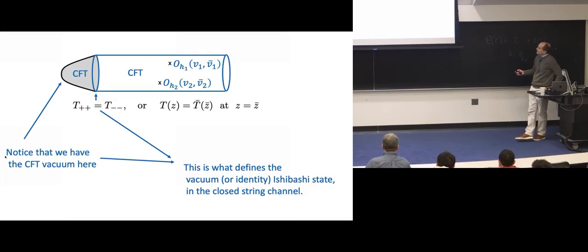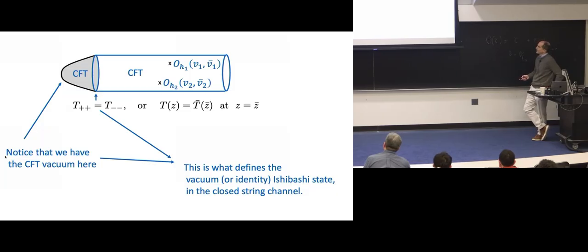And so that's what we expect. Now, here on the left side, we basically have the CFT vacuum. From the point of view of the CFT, we can think of this as an infinite cylinder, if we wish, with the CFT vacuum. And this type of condition, saying that we have the stress tensor equal for left and right movers, and that we have the vacuum on the left side, is what in boundary conformal field theory is called the Ishibashi state in the closed string channel.